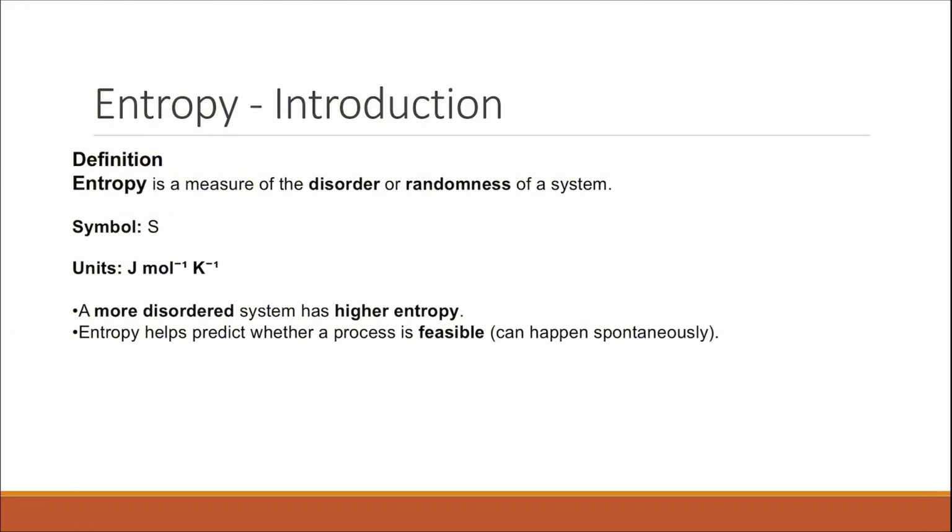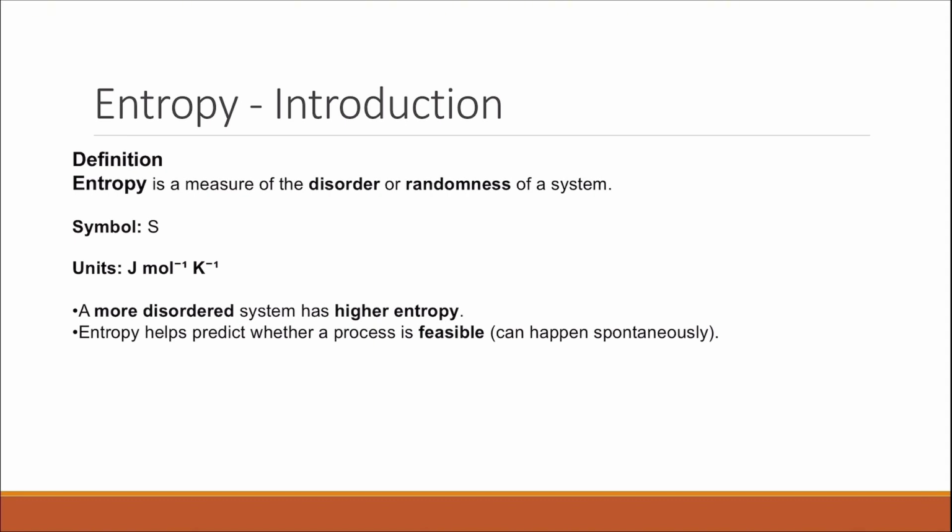Entropy is a measure of the disorder or the randomness of the system. Systems like to have more randomness or disorder, and that will increase the stability. The symbol for entropy is S, and the unit for entropy is joule per mole per Kelvin. A more disordered system means that it has higher entropy, meaning it's more stable. So the more the disorder, the more the entropy and the more the stability.